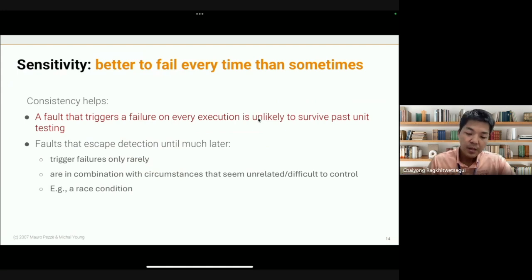Okay. So some software can be non-deterministic. And if you have non-deterministic software, then the software might not perform the same behavior every single time. And this can create some issues, for example, a race condition.